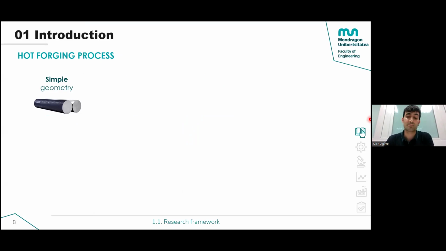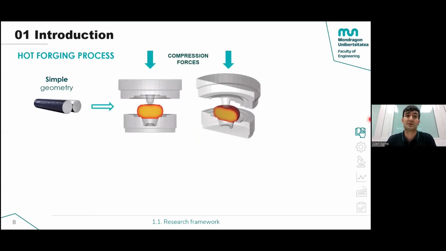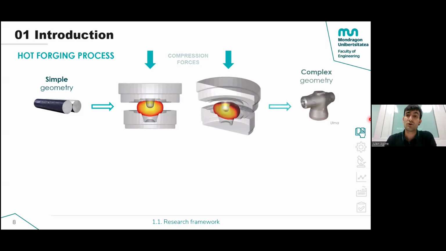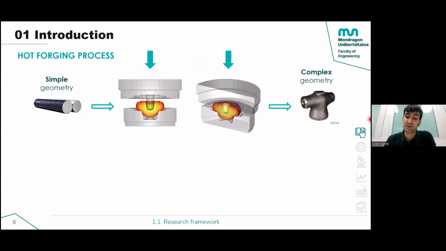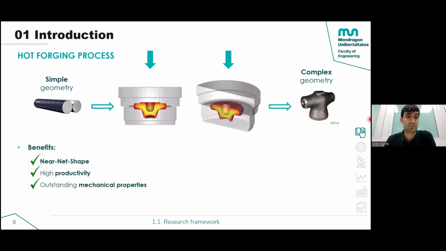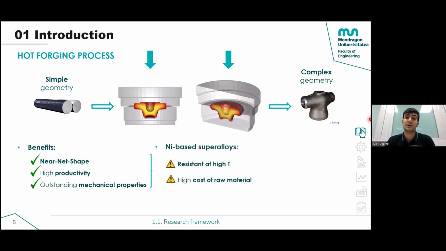And what's the hot forging process? It consists of starting with a simple geometry by compressing between two dies, obtaining a more complex geometry. The benefits of this manufacturing process are that near-net shape components can be obtained with a high productivity and with outstanding mechanical properties. So which is the problem when forging nickel-based superalloys?